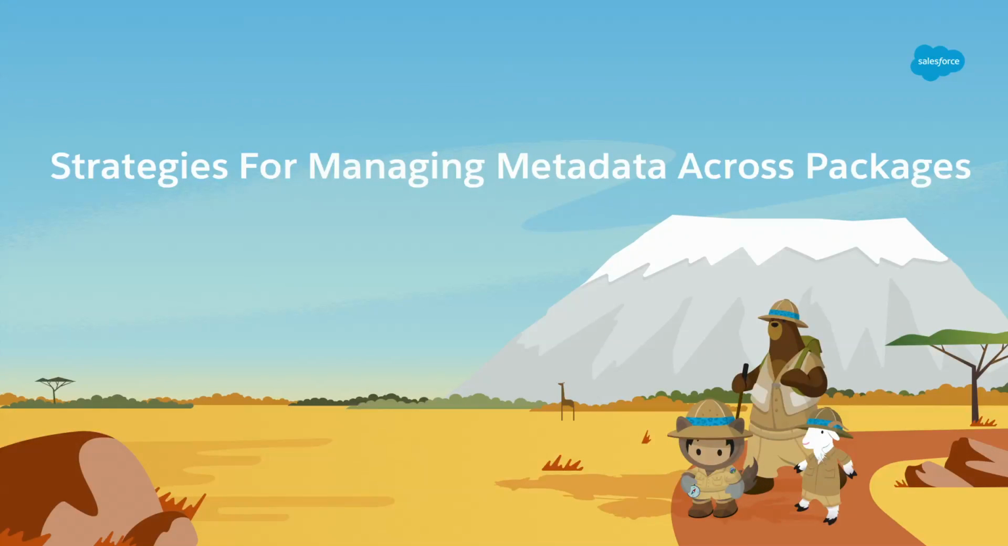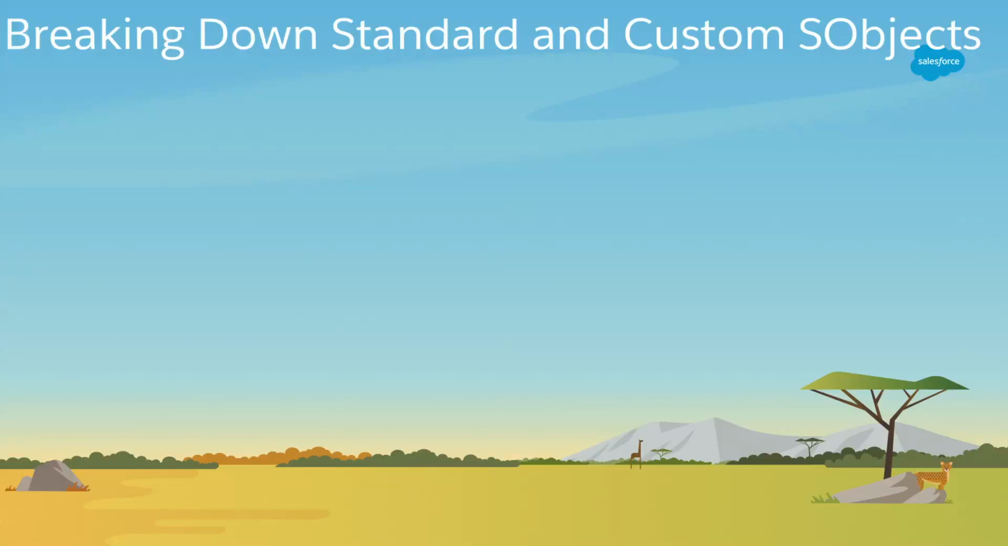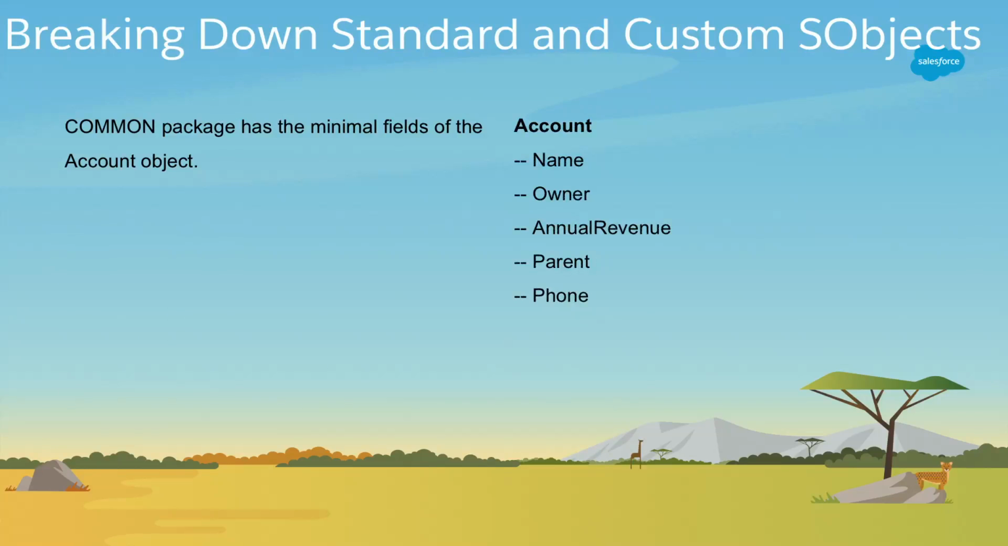Now we're talking about managing metadata across packages. So you've got to think about breaking down your standard and your custom SObjects. Classic example is the account object. So we made a basic statement that each package would be responsible for a single SObject. It would have responsibility for that SObject. It would have the selectors. We saw the account selector. It's in the common package. The common package has responsibility for it.